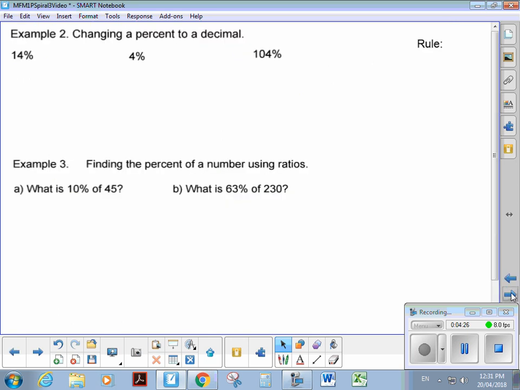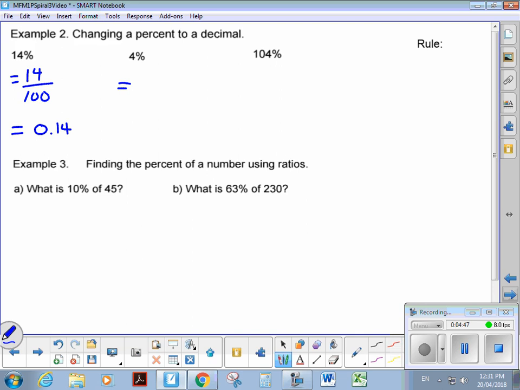So flipping over, changing a percent to a decimal. This is just a review. Percent is always out of 100. So 14% is 14 out of 100. And you just use your calculator here. So you end up with 0.14. I'm showing an intermediate step.